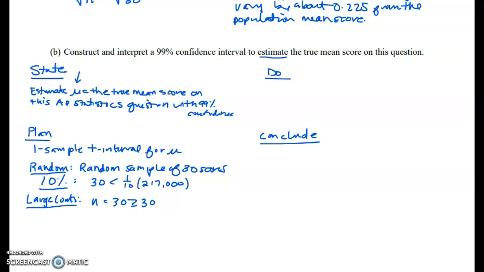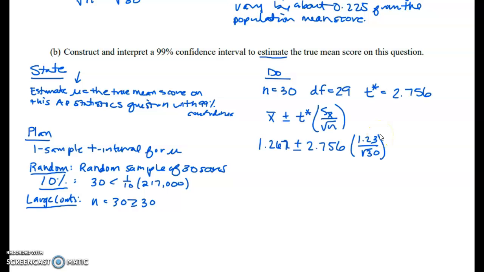The do step is to show all of your work. And in your do step, it's really important that you tell people what your critical value is and that you state those degrees of freedom. So we know there's 30, and degrees of freedom is 1 less than that. We look that up in table B to find that critical value. This is the setup: our point estimate plus or minus our critical value times our standard error. And if you want to do your margin of error, it's plus or minus 0.619. So my whole interval is 0.648 to 1.886. So that's your whole do step.